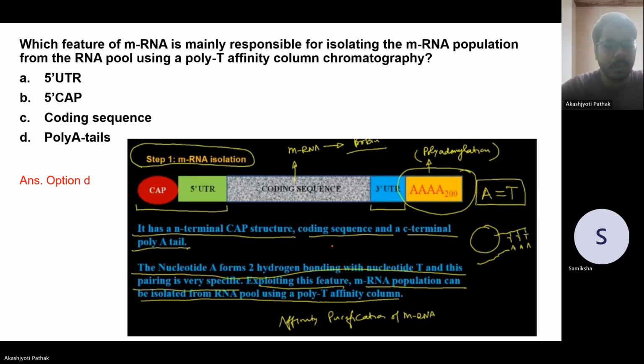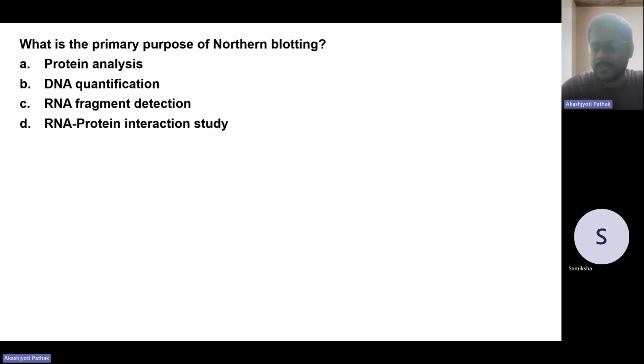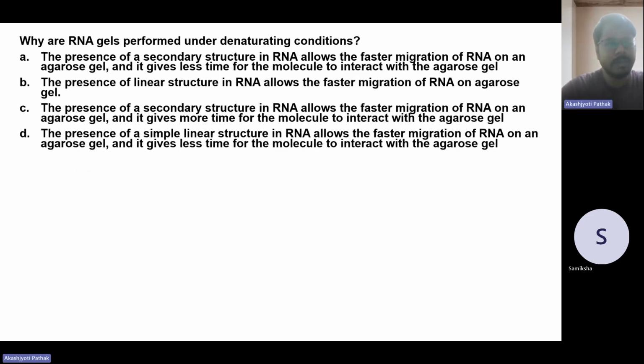So what is the primary purpose of northern blotting? This question is very easy. RNA fragment detection. This does not require any explanation. So now answer this question: why are RNA gels performed under denaturing conditions? Read the question and the options nicely and then answer what will be the correct option.